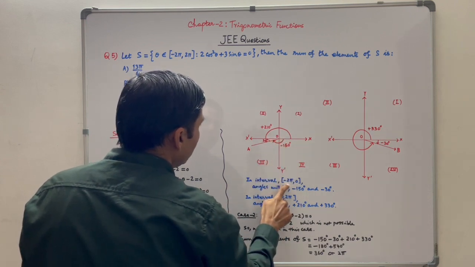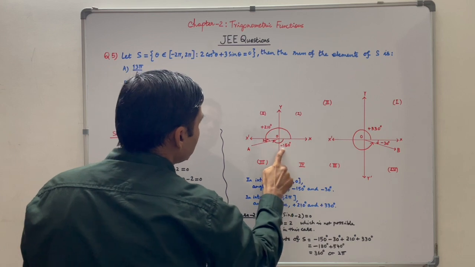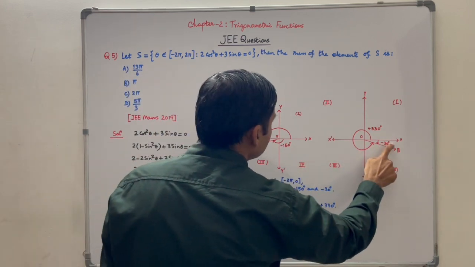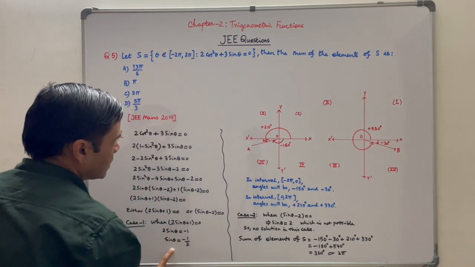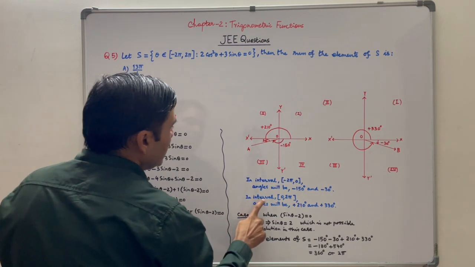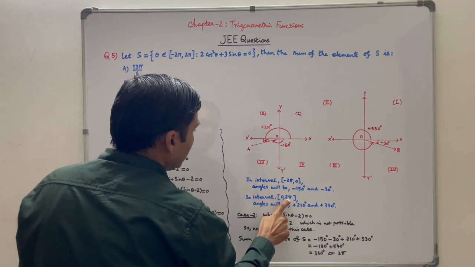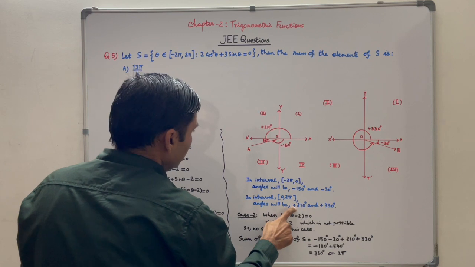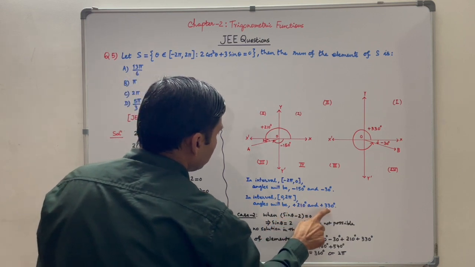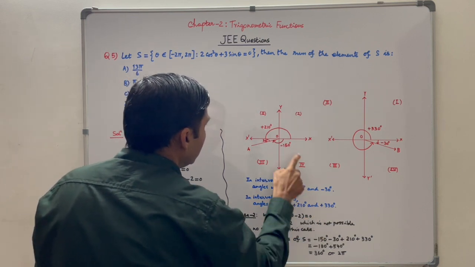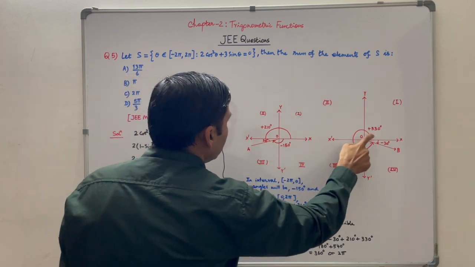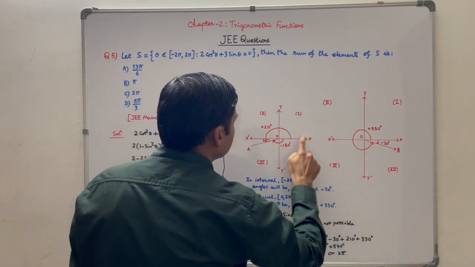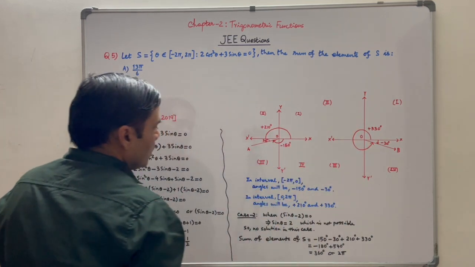So in this interval, angles will be minus 150 degree and minus 30 degree, which satisfy this criteria. Similarly, in interval 0 to 2 pi, angles will be plus 210 degree and plus 330 degrees. Angles are positive when they are measured anti-clockwise starting from 0.